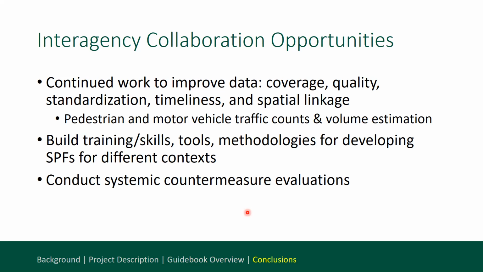And then you could do training and skills and tools and methodologies for different contexts. And you could do those types of training for a number of jurisdictions together. And then countermeasure evaluation could also be conducted over different jurisdictions that are contiguous in nature, that are side by side. Maybe, for example, in the Los Angeles area or in the Bay Area, you might have different city boundaries that overlap. Now, even in the same urban areas, there might be arterial streets where some segments fall in one jurisdiction and other segments fall in another jurisdiction.